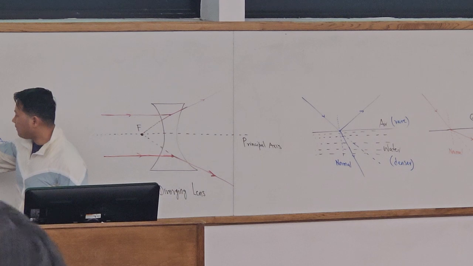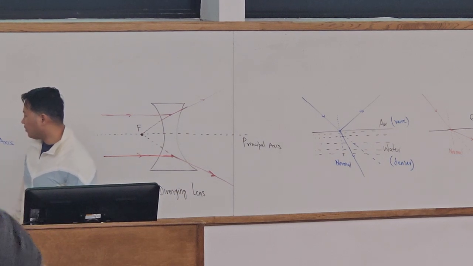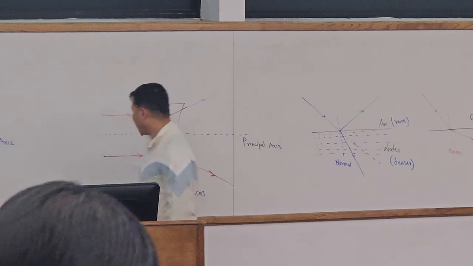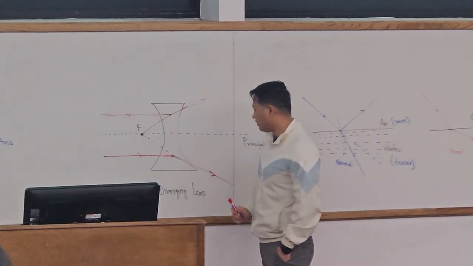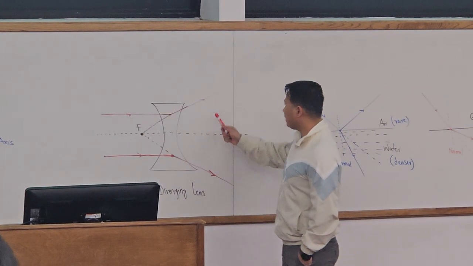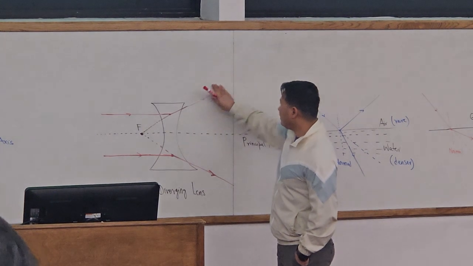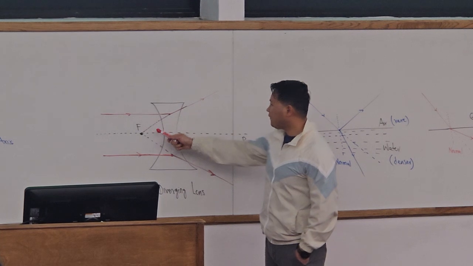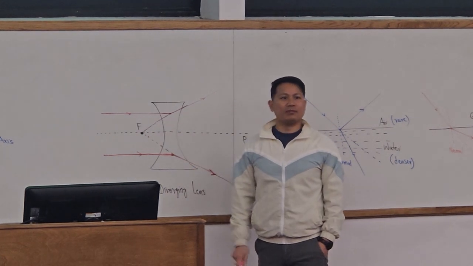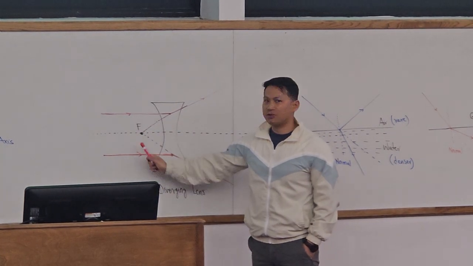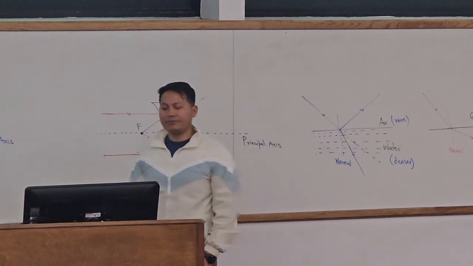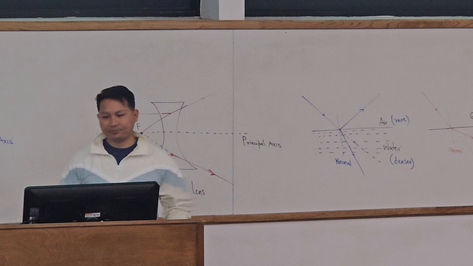The rays of light after passing through the converging lens come together, means converge together. The rays of light after passing through the diverging lens diverge, and that's why we call it a diverging lens. But you can still find the point where they come from by extrapolation. This is called the focus.